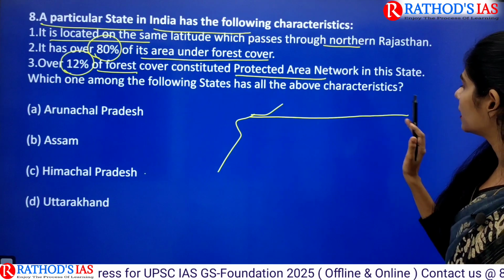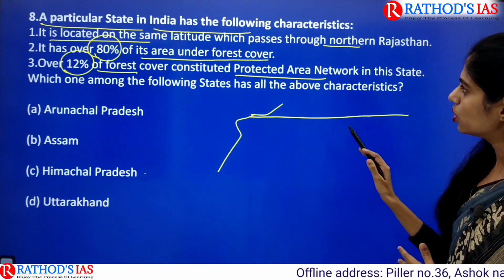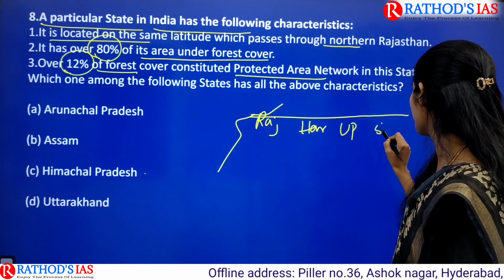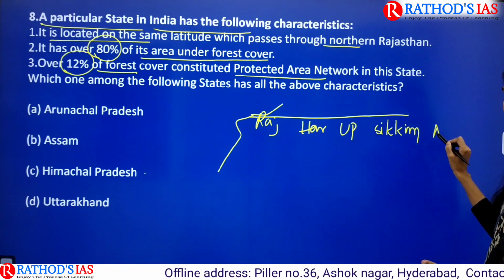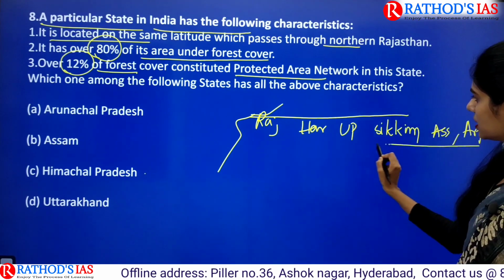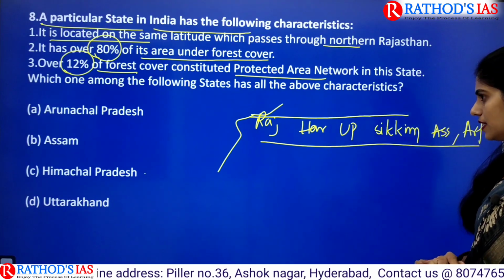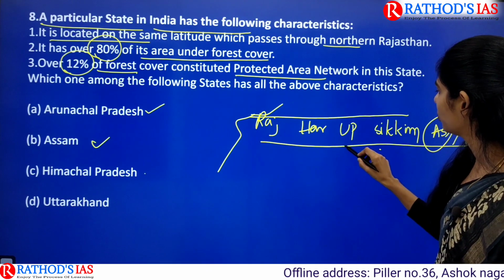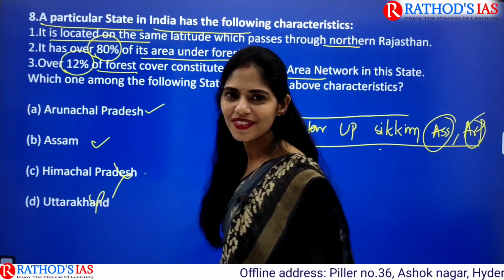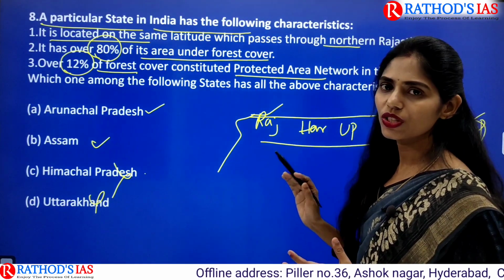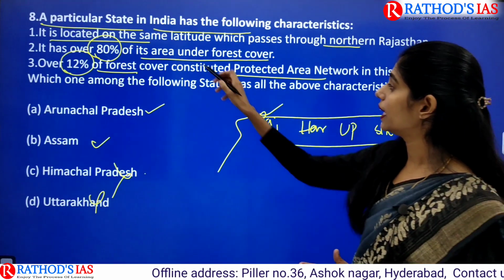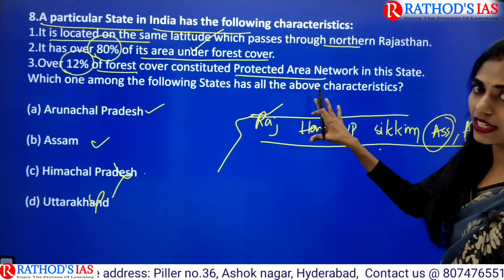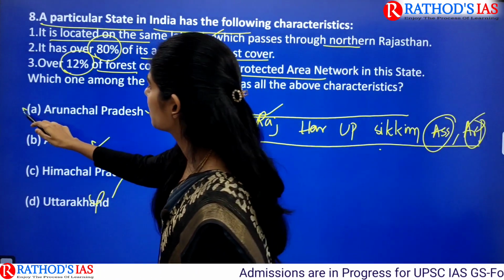So let us see the first statement, that it is located on the same latitude. If you see the other states, here we have Rajasthan, Haryana region, UP region, Sikkim, next Assam, Arunachal Pradesh. So these are the states which lie on the same latitudes as northern Rajasthan. Out of this, we have Assam and Arunachal Pradesh only. So we don't have Sikkim, and we don't have UP and Haryana. We can eliminate these easily. If we compare Assam and Arunachal Pradesh, which has the good forest cover? Arunachal Pradesh has around 80% of its area under forest cover, and even 12% is present as per the protected area network. So the correct answer is Arunachal Pradesh.